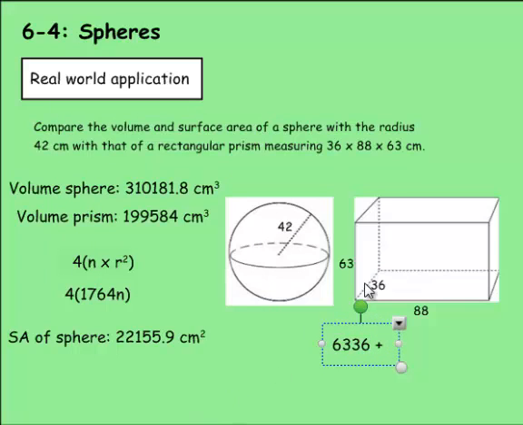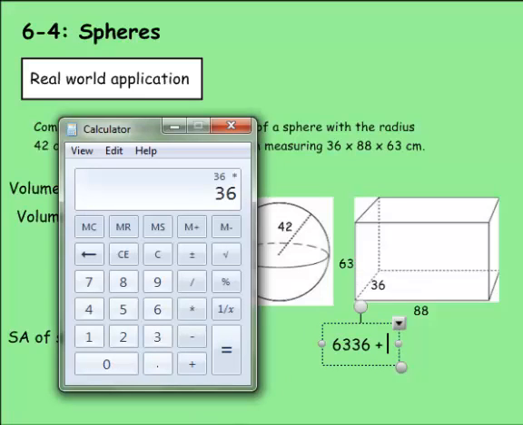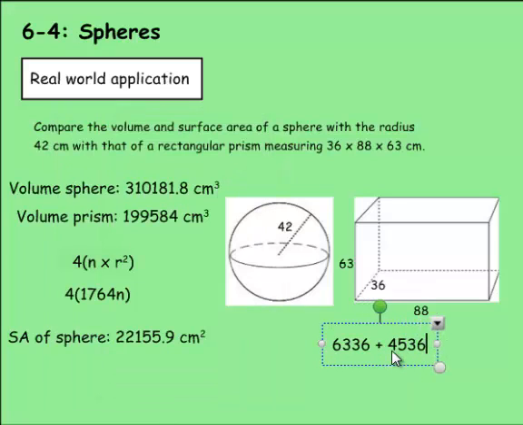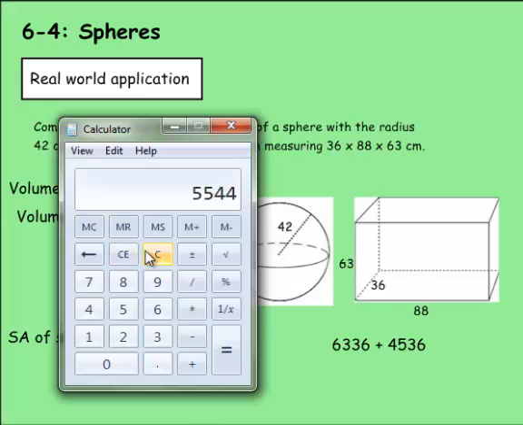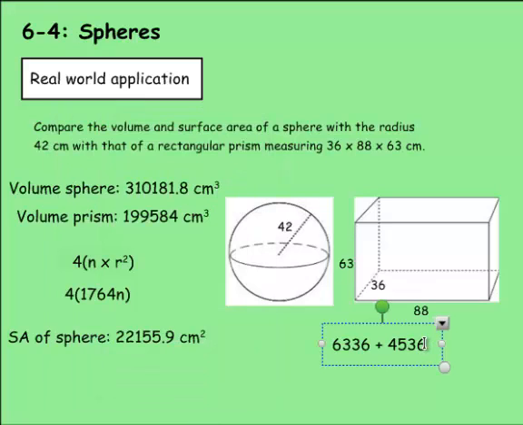Plus, now let's find the sides here. So 36 times 63 times 2, because there's 2 of them, 4,536. Now let's add the front and the back. So 63 times 88 times 2, 11,088.